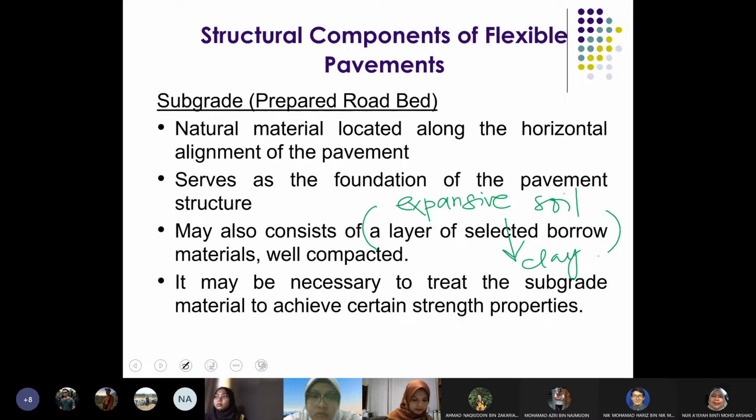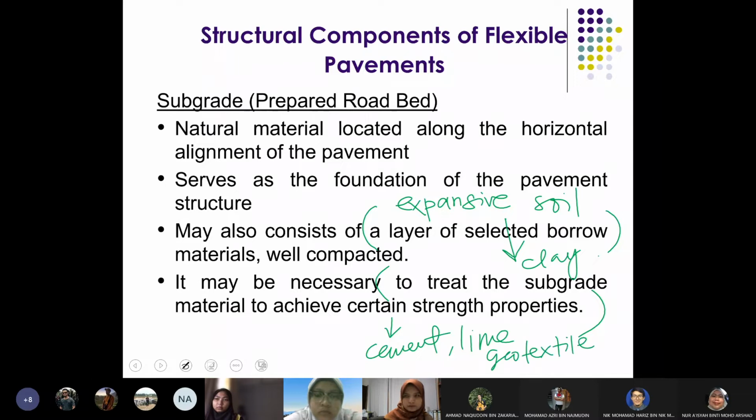And another thing, JKR also, how do they do it? They treat the subgrade to achieve certain strength properties. For treatment, they use cement, they use lime, okay? Or some use geotextile. Geotextile is a commercial material produced by one of the companies. They use the geotextile, they lay one layer. Good, but it consumes a lot of money. Very less economical in terms of money, we need to spend a lot for that.